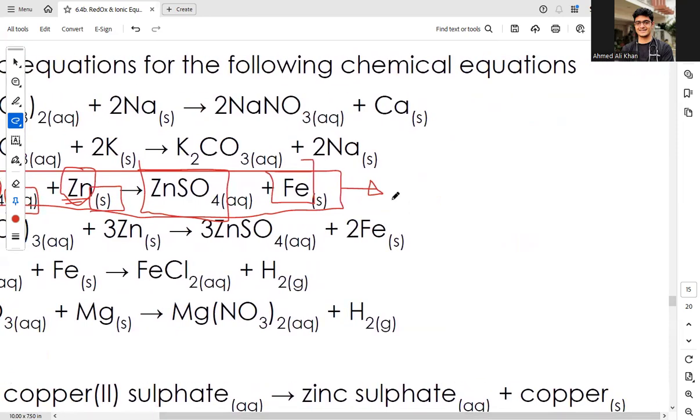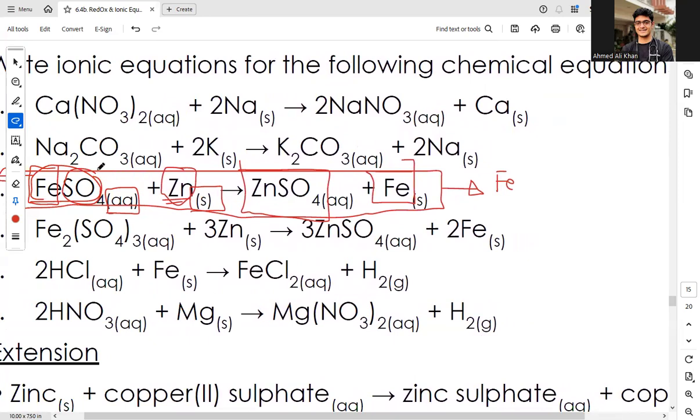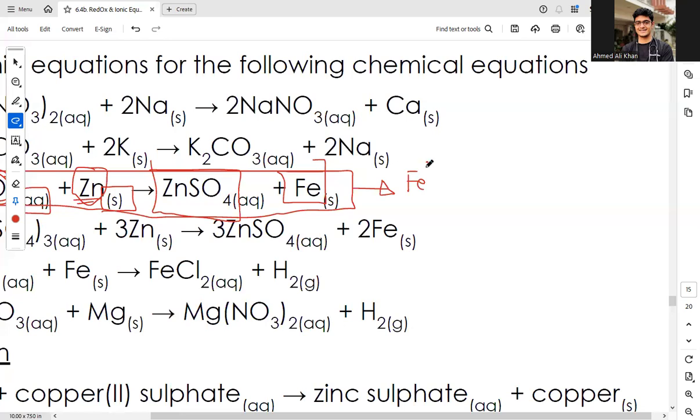Iron sulfate exists in the aqueous state, and that's why it is ionized. Since there is only one sulfate polyatomic ion, we know that iron has the oxidation state of 2 plus, because sulfate is 2 minus and they cancel out. So we have aqueous ions of iron 2 plus, and sulfate 2 minus, which are also aqueous. We need to write the state symbols. And then we have zinc, which is solid, so that is not ionized.